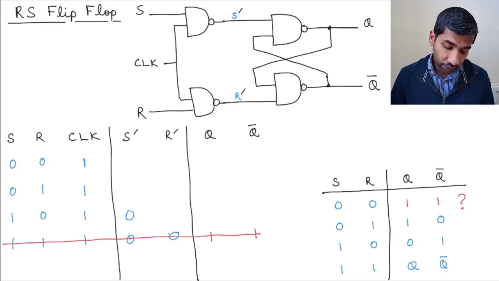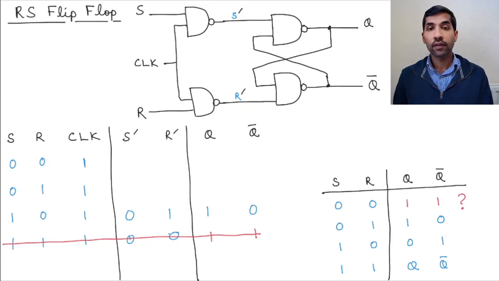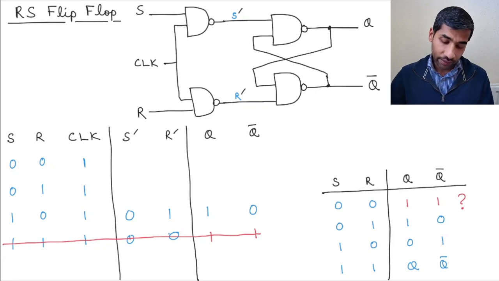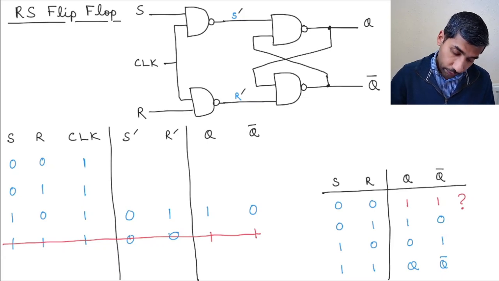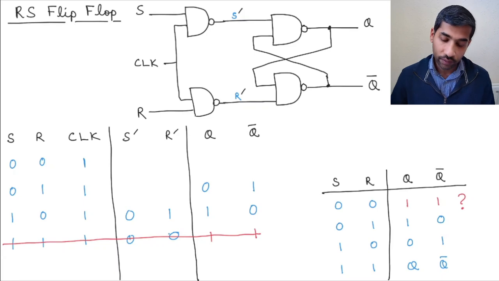Now, on the other hand, if R is 0 and clock is 1, what is going to be the R prime? R prime is going to be 1. So R prime is 1. And then we can look from this table that for S and R equal to 0, 1, we get Q and Q bar as 1 and 0. Okay, so you get Q as 1 and Q bar as 0. Is that okay? And similarly, I think I'll leave you to do this, but for this condition, you should get Q and Q bar equal to 0 and 1.